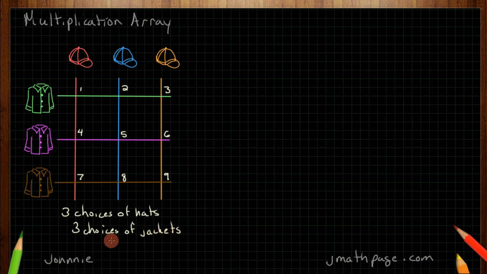Now let's think about this for a moment. We have 3 rows by 3 columns, 3 choices by 3 choices. We can write this as 3 columns by 3 rows, 3 jackets, 3 hats by 3 jackets. And if we count how many choices there are, 3, 6, 9, we can say 3 times 3 choices gives us 9 choices altogether.